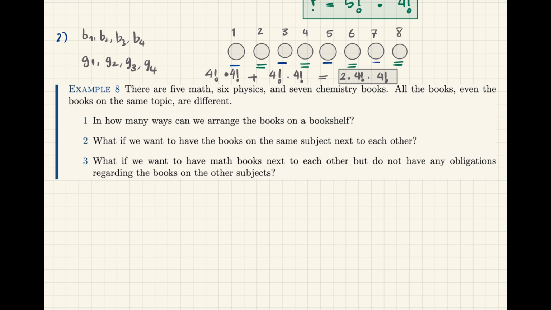Okay, so this is very simple. How many distinct objects do I have? I have 5 math books, 6 physics books, and 7 chemistry books. So in total, 18, yes? I have 18 distinct objects, so the answer is simply 18 factorial.